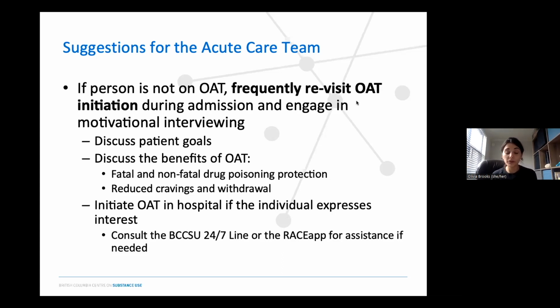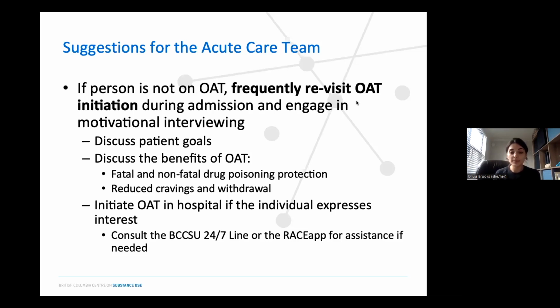Part of our counseling with that is discussing the benefits of OAT. So obviously OAT reduces fatal and non-fatal overdose, which is huge. Sometimes patients aren't really that concerned about that. You know, they haven't had overdoses. They don't really perceive themselves at risk of that. But talking about things that do matter to them, like reducing their cravings and withdrawal, because if they're on a long-acting opioid, they won't wake up feeling in as much withdrawal every morning. So that can also be an important thing to discuss with patients that may put it in terms that make it relevant for them or their goals.